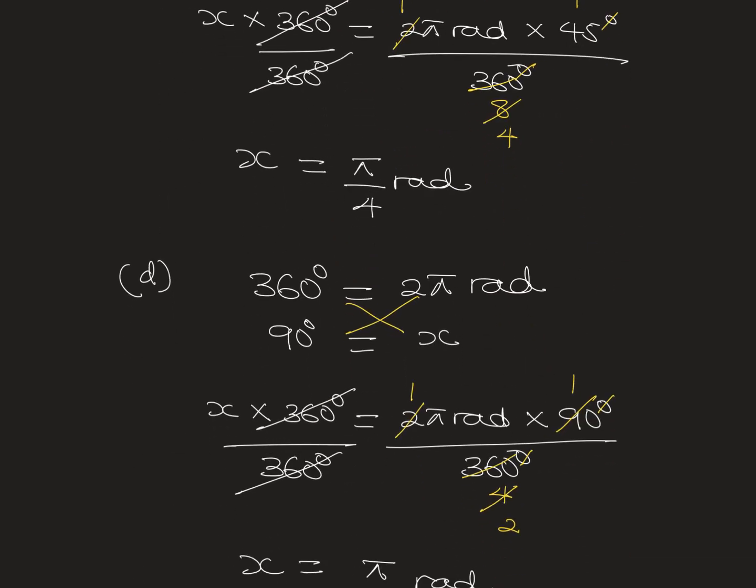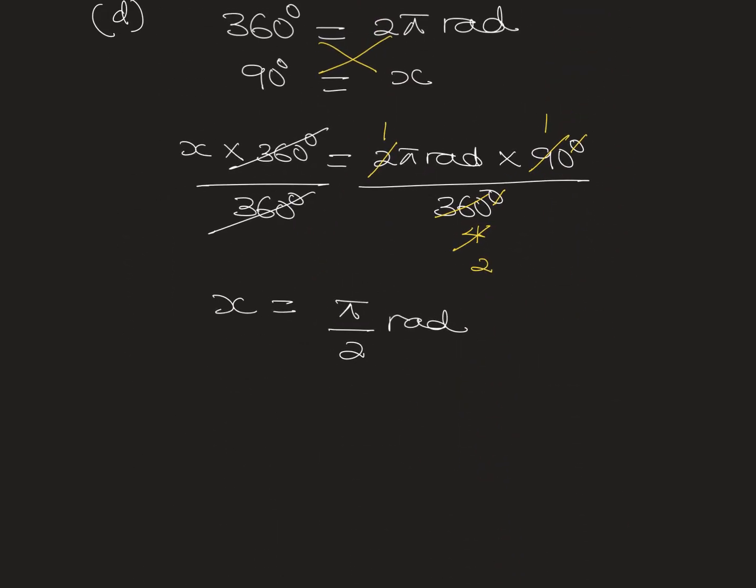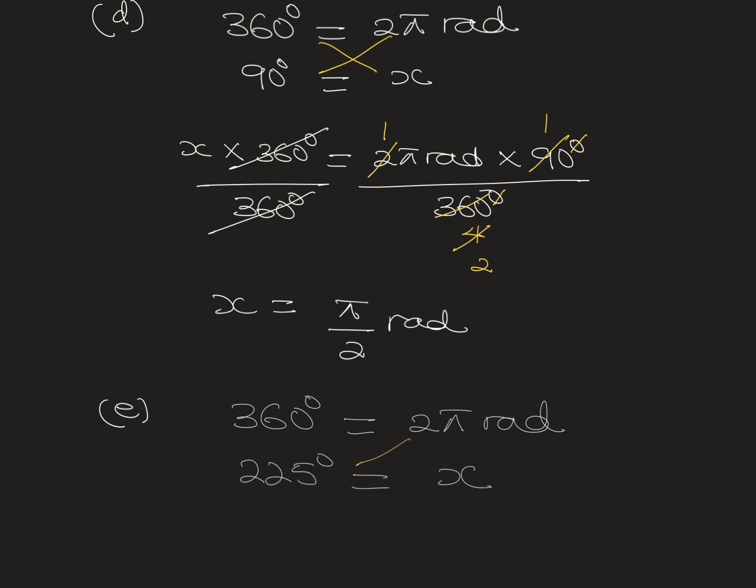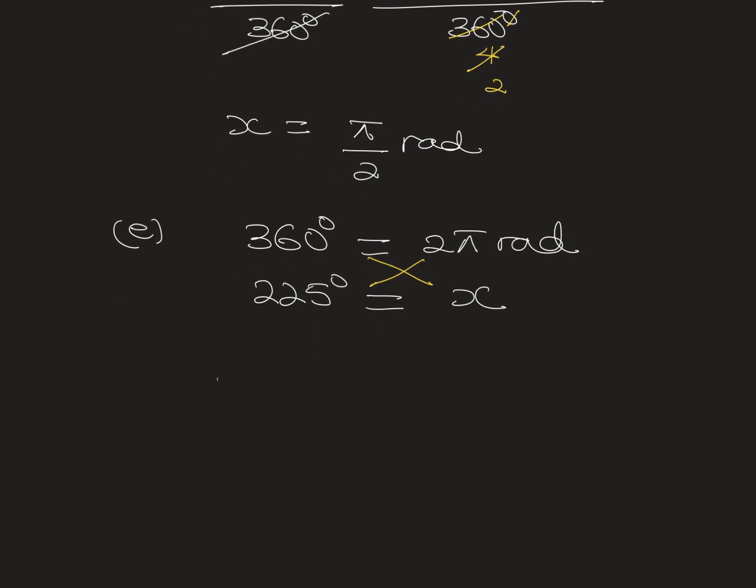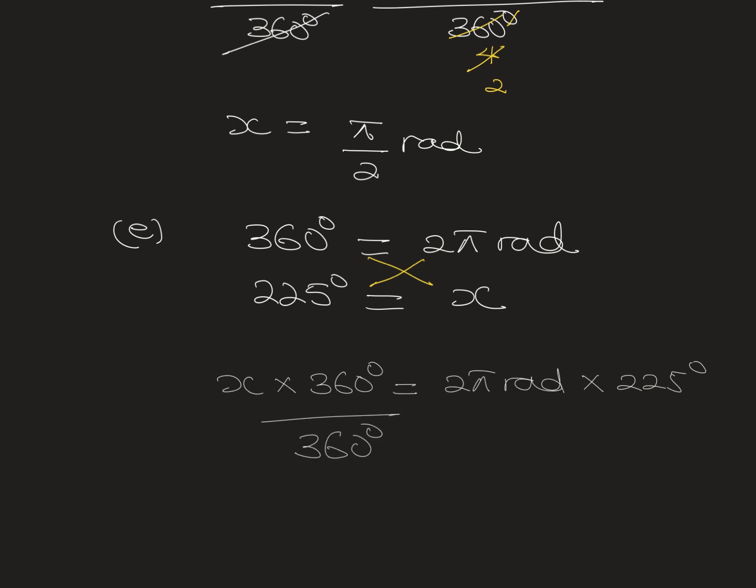E is 225. If we have 360 degrees is equal to 2 pi radians, then 225 degrees is equal to x. So we cross multiply. That will be x times 360 degrees is equal to 2 pi radians multiplied by 225 degrees. To find x, we divide both sides by 360.